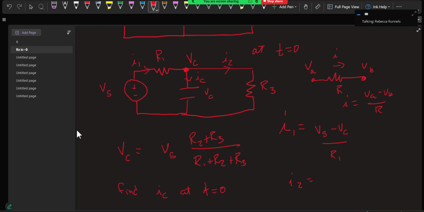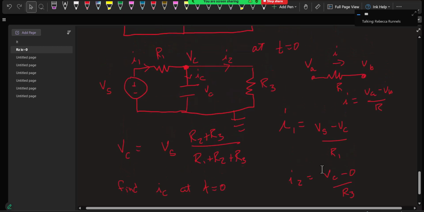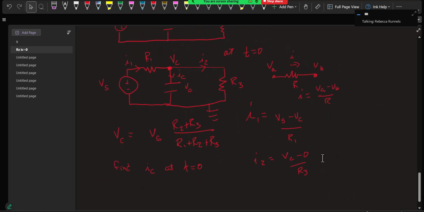What would I2 be? Yep, so VC minus 0 over R3. Now, I can't do that with IC because there's no resistor. So how would I find IC? I1 minus I2. Yep. So I would use KCL, and whatever doesn't go to I2 has to be IC. So IC has to be I1 minus I2. So that's how I would find it.